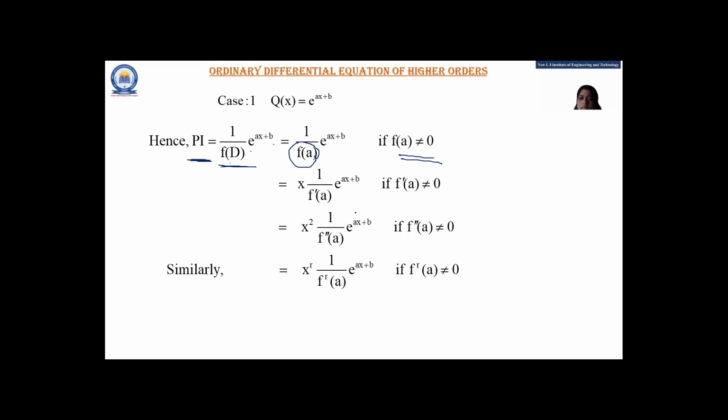For a better understanding of this case, let's start with an example. So here your question is d square y by dx square minus 5 dy by dx plus 6y is equal to e raised to 4x, right? So let's start the solution here. See, students, how do you recognize whether your given differential equation is homogeneous or non-homogeneous? See, your right hand side is non-zero.